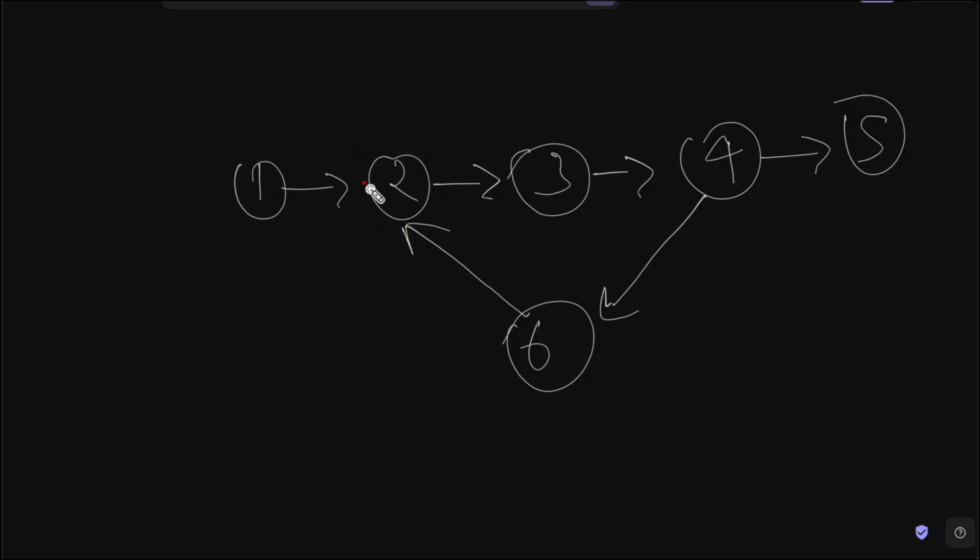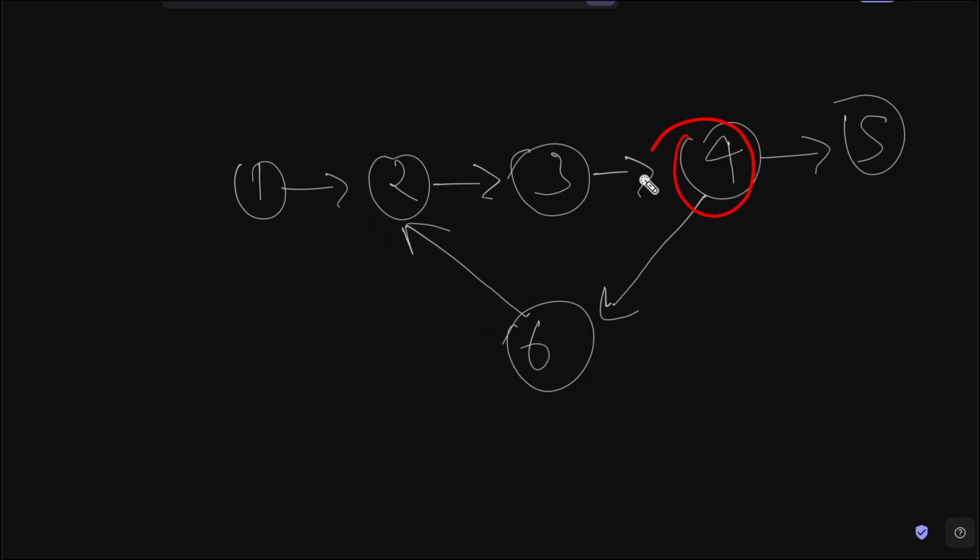Now 2 depends on 1, okay, but as you can see 2 also depends on 6, right? So we need to complete the first and sixth course before we can complete the second course, right? We have already completed the first course. Now let's just try to complete the sixth course. Okay, so I try to complete the sixth course, but the sixth course depends on the fourth course, right? So I need to complete the fourth course first, and then only I can complete the sixth course, and then I can complete the second course, correct?